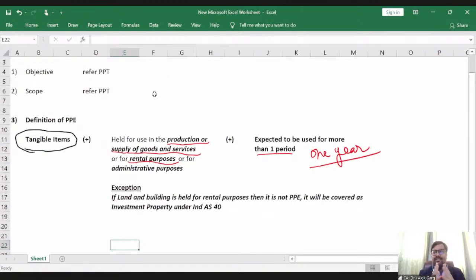When you read the next asset-based standard, you will find that there is a standard Ind AS 40 investment property. And what is investment property? Land and building, two specific assets are there. A land and building which is held for capital appreciation or held for rental purposes will be covered under investment property, to be covered under Ind AS 40. It is not Ind AS 16 PPE. So except land and building, whatever is provided on a rental basis will be covered under PPE.